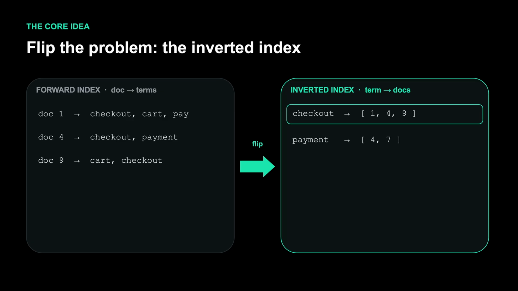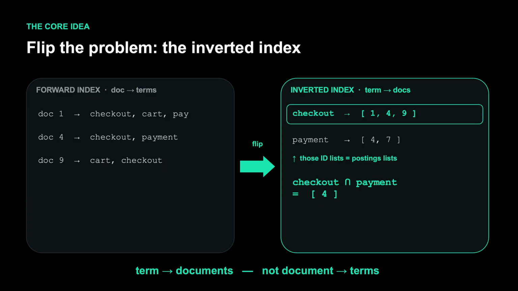Now, a search for "checkout" isn't a scan, it's a single lookup. You jump straight to the term, grab its list of document IDs, and you're done. That list of IDs is called a postings list, and it's the heart of the whole engine. Search "checkout payment" and you just intersect two postings lists, the documents in both. This is the one idea that everything else is built on: term to documents, not documents to terms.